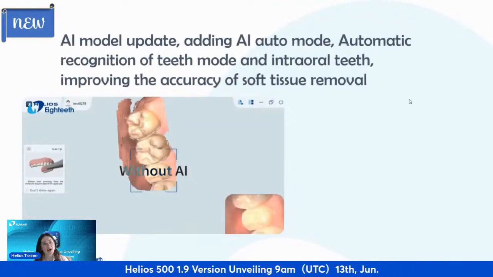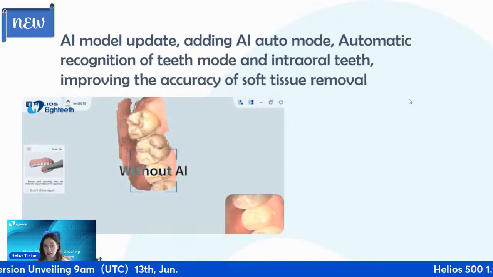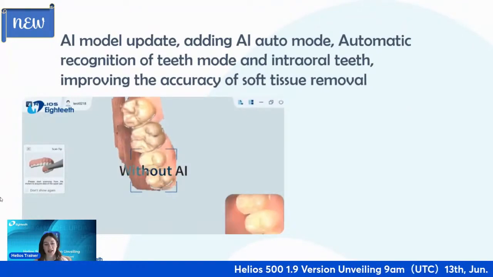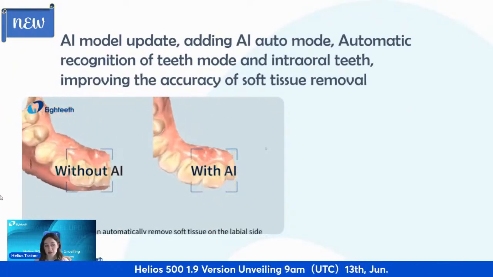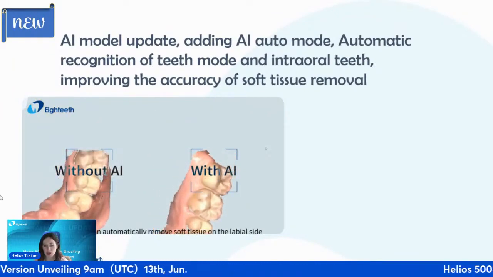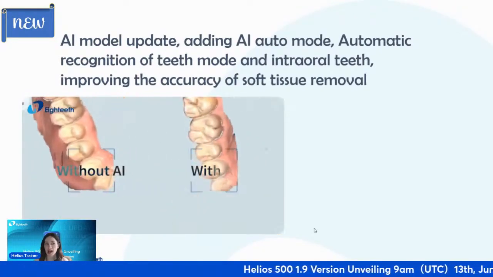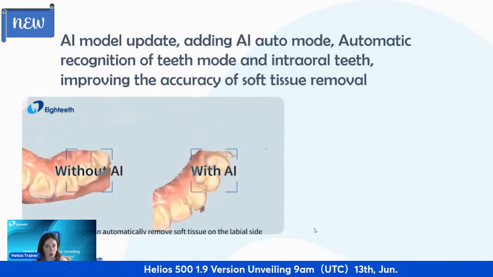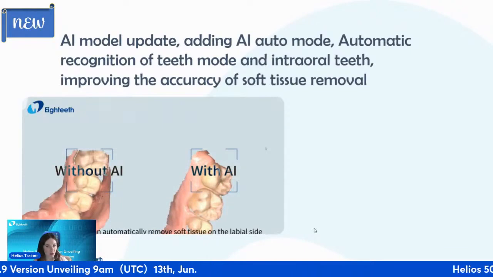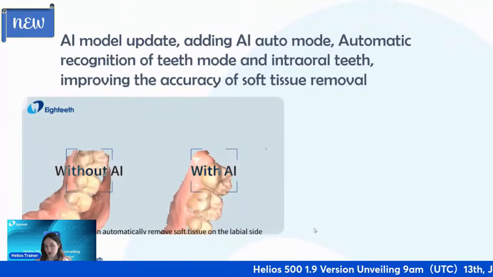And a new thing: as you know, we have artificial intelligence. What does it mean? Let me show you. When you are scanning, the artificial intelligence automatically detects soft tissues and removes them automatically, like in this video. And we had a new update about it. We put in automatic recognition of teeth modes and intraoral teeth, improving the accuracy of soft tissue removal.